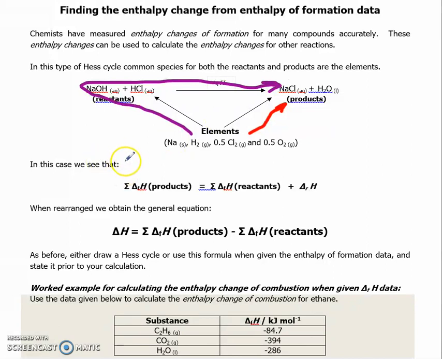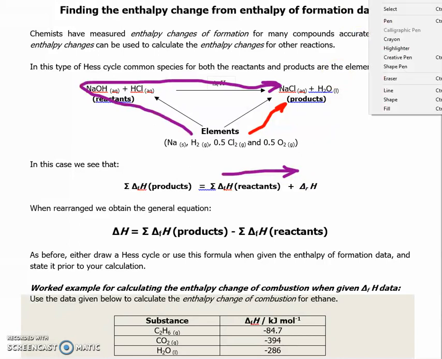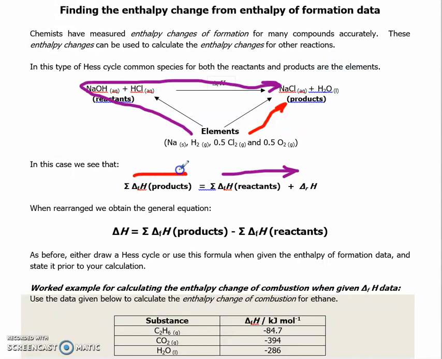So as we've said, the enthalpy change of formation of the products is equal to the enthalpy change of formation of the reactants plus the enthalpy change for this reaction. The subscript here is showing the reaction. Or, as drawn, the red arrow equals the purple arrow.